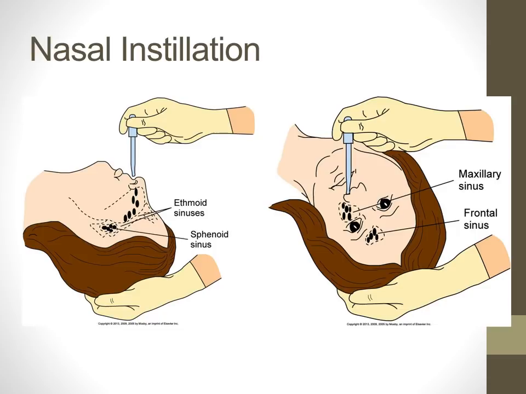This right here is an example of a nasal instillation of medications, depending on the medication and where exactly it needs to be administered. For example, this medication right here, the goal is to be administered in the ethmoid sinuses or in the sinus cavities. Be familiar with the positioning in which sinus cavity you need to put it in.